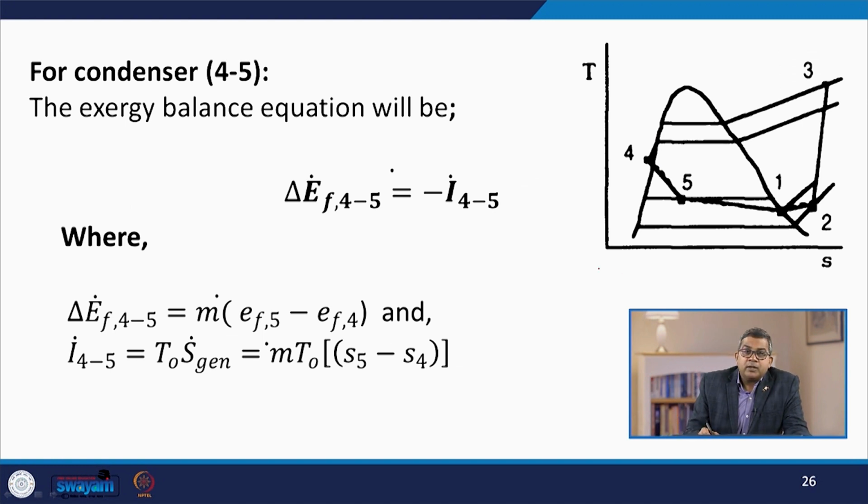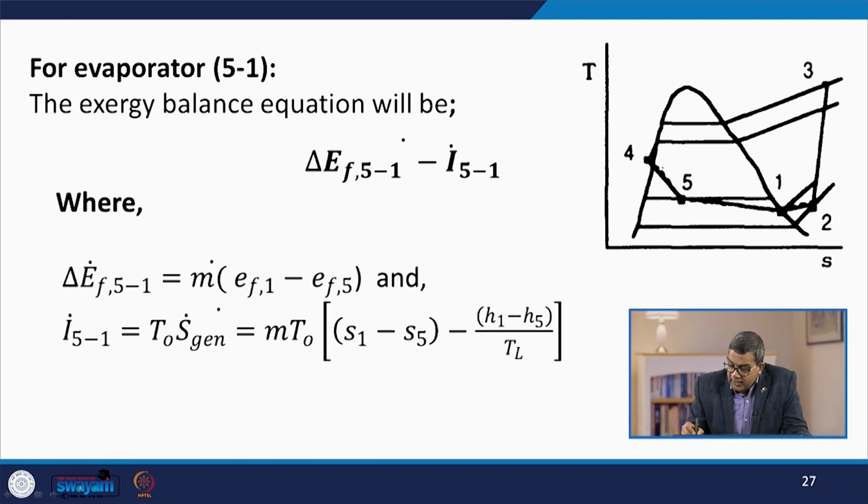Now, for the expansion valve between 4 and 5, the exergy balance equation will be delta EF 4 to 5 equals minus I 4 to 5, where delta EF 4 to 5 is equal to m(EF5 minus EF4), and I 4 to 5 is T0 Sgen, which is equal to m T0 (S5 minus S4), that is entropy at station 5 minus entropy at station 4. So, these are the equations.